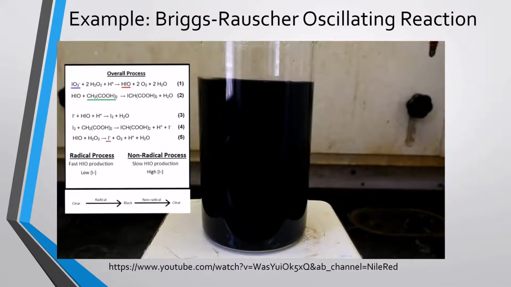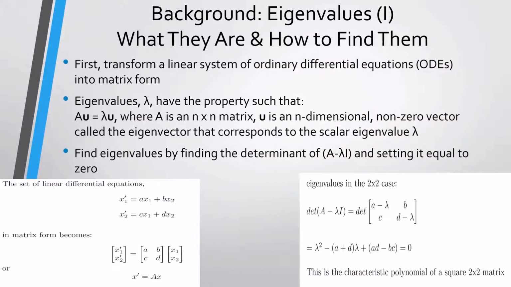In order to understand the rates of these oscillating reactions, or just chemical reactions in general, we must first go back to some linear algebra and recall a concept known as eigenvalues. In order to find the eigenvalues of a system of ODEs, we must first transform the system into its matrix form. On the bottom left diagram, I have an example of transforming a general 2x2 system of ODEs into its matrix form.